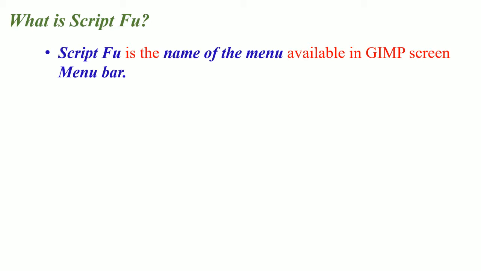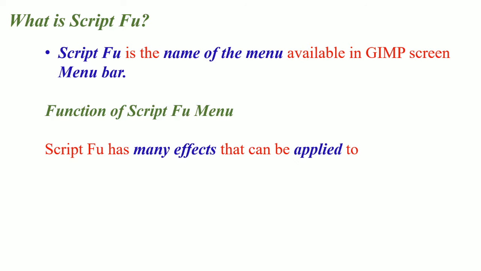What is script view? Script view is the name of a menu. That menu is available in the GIMP screen menu bar. Like the File and Edit menus, script view is also the name of a menu available in the GIMP menu bar.